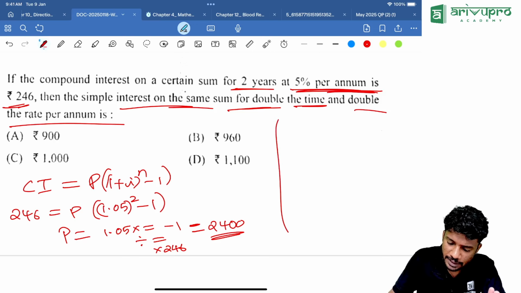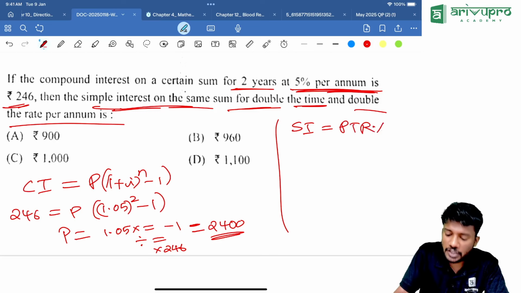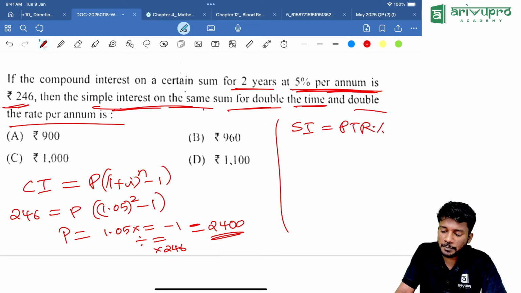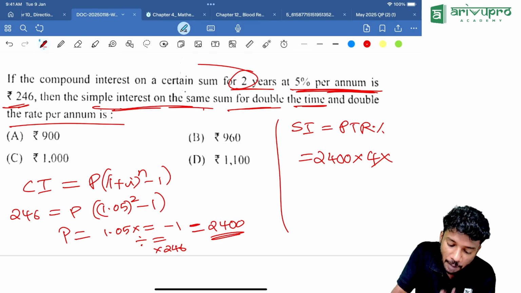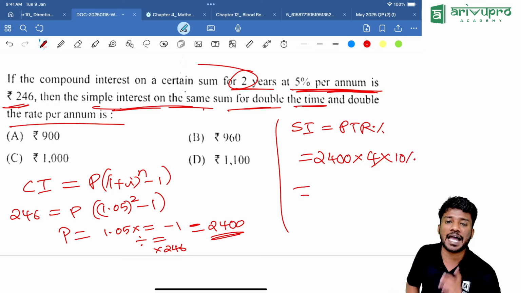Yes. Then what are they asking? The simple interest. SI. What is the formula for SI? PTR, percentage, on the same sum. That means the P value is 2400. Correct? 2400 into T is what? Double the time. Previously it was 2 years. Double the time means how many years? 4 years. Multiply it with 5 percentage. How much? Double the rate percentage. That is how much? 10 percentage. Get me the answer, people.